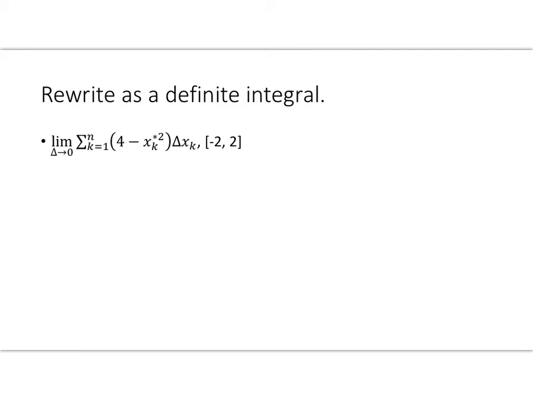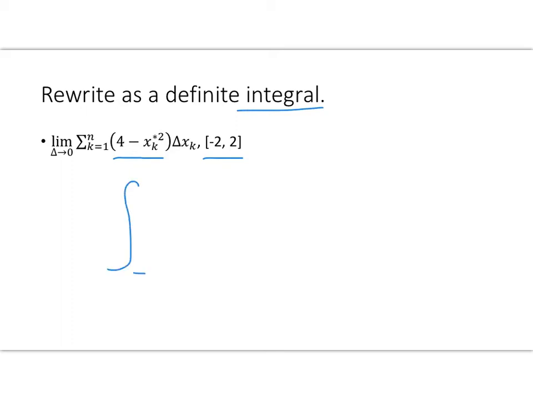Okay, so we need to make sure we can rewrite our limits as definite integrals and vice versa. Here we have 4 minus xk star squared on the interval from -2 to 2. If I want to rewrite it as the definite integral, I'm going to use my integral sign.